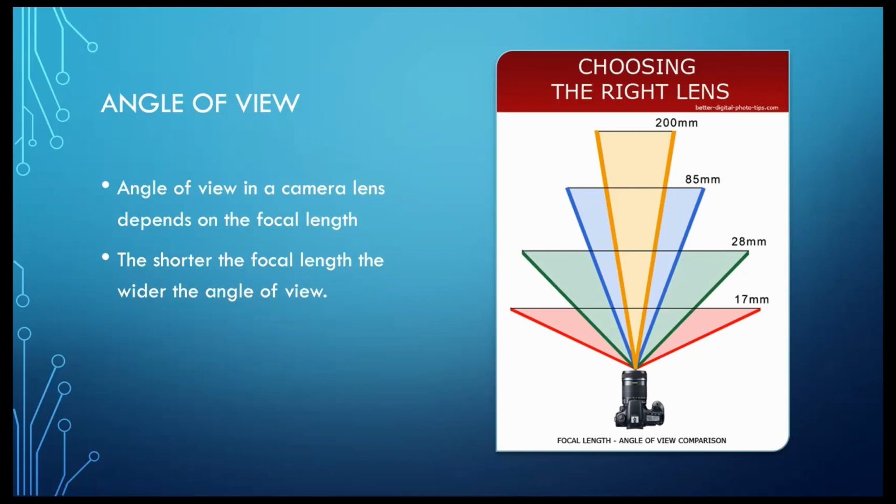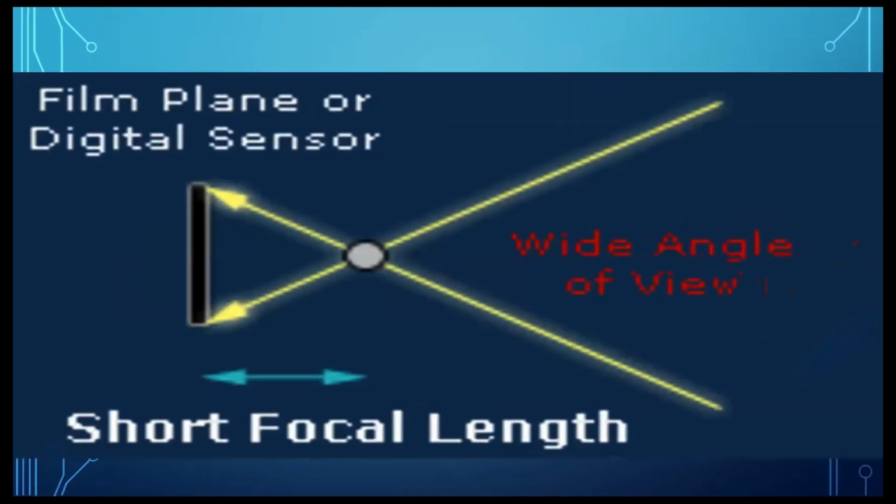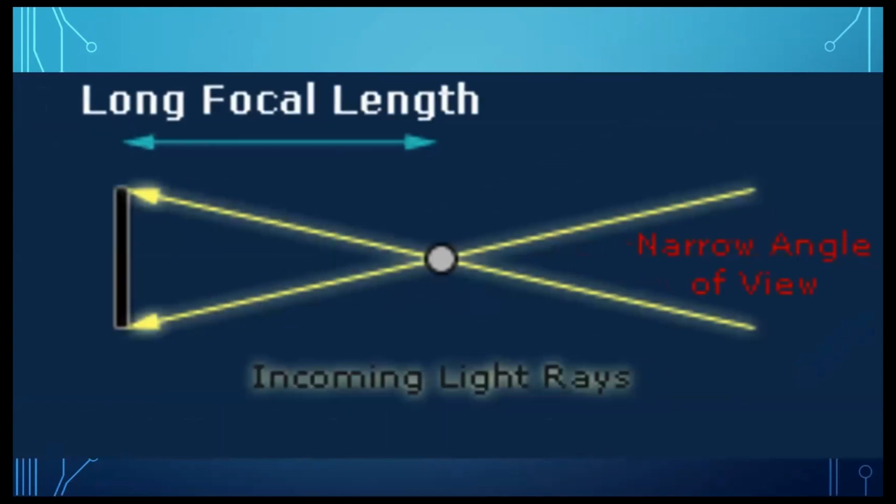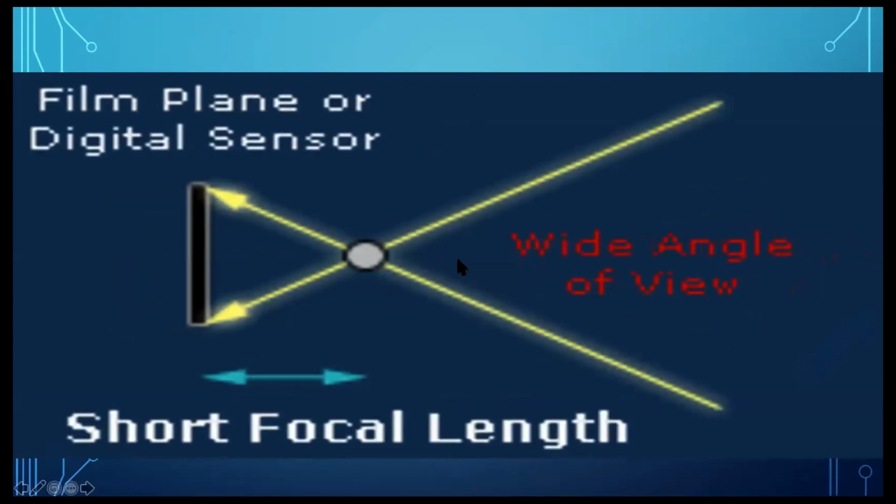And I'm going to skip right to these diagrams. So what happens is because the lens is physically longer, the optical center is physically further away from the sensor. And that means that the focal length is longer, right? And it's also true with a wide angle lens. A wide angle lens is physically shorter. The optical center, which is this circle, is closer to the sensor, which means the focal length is shorter.